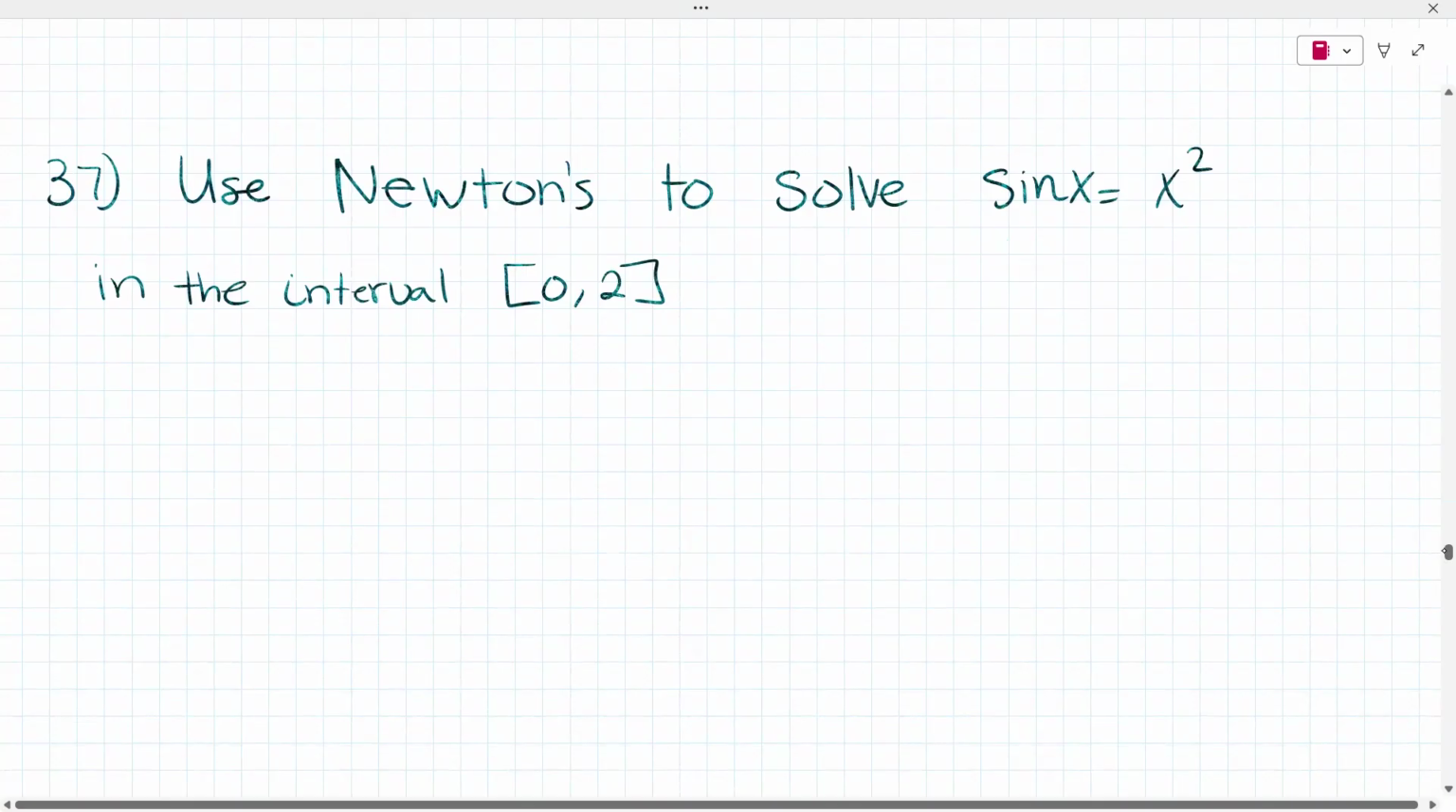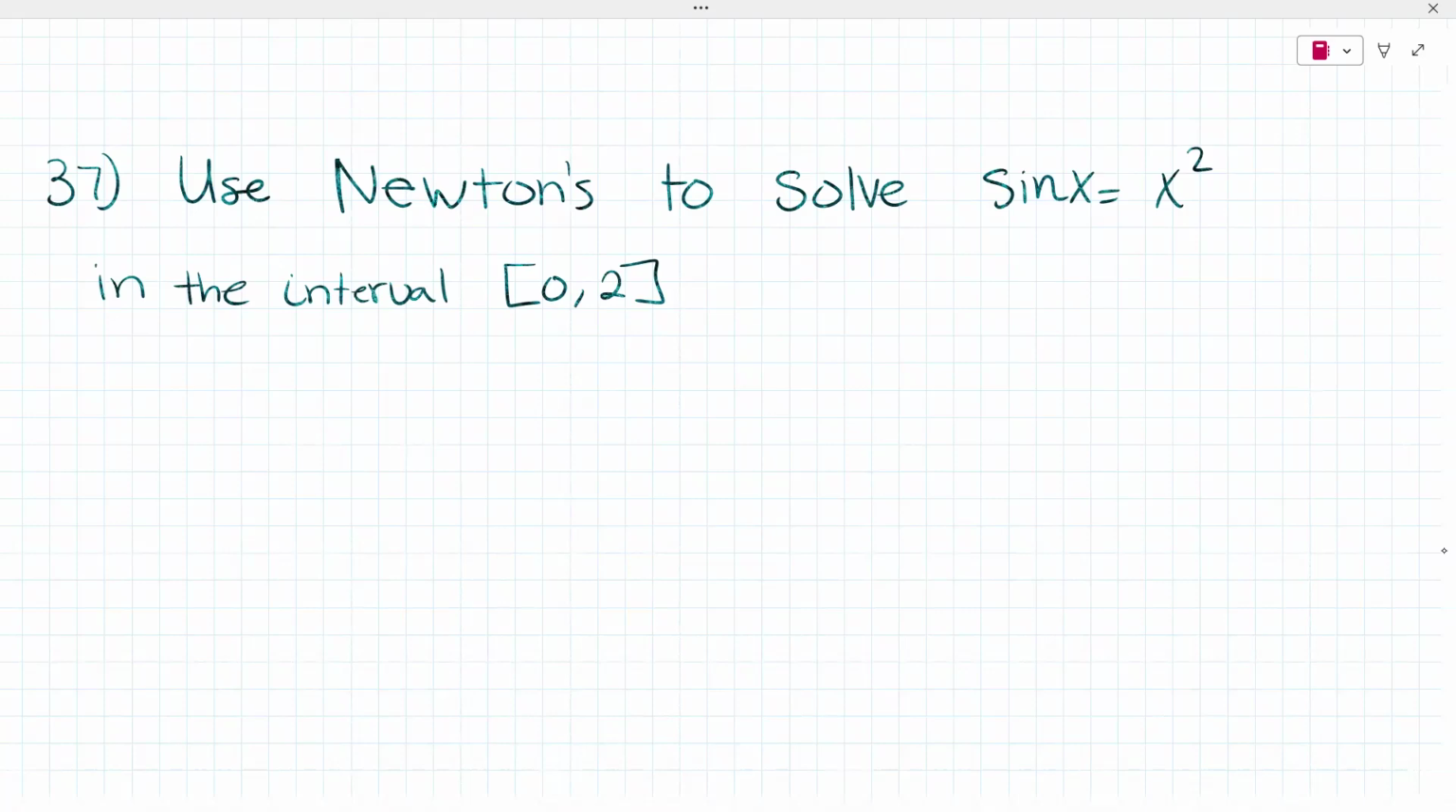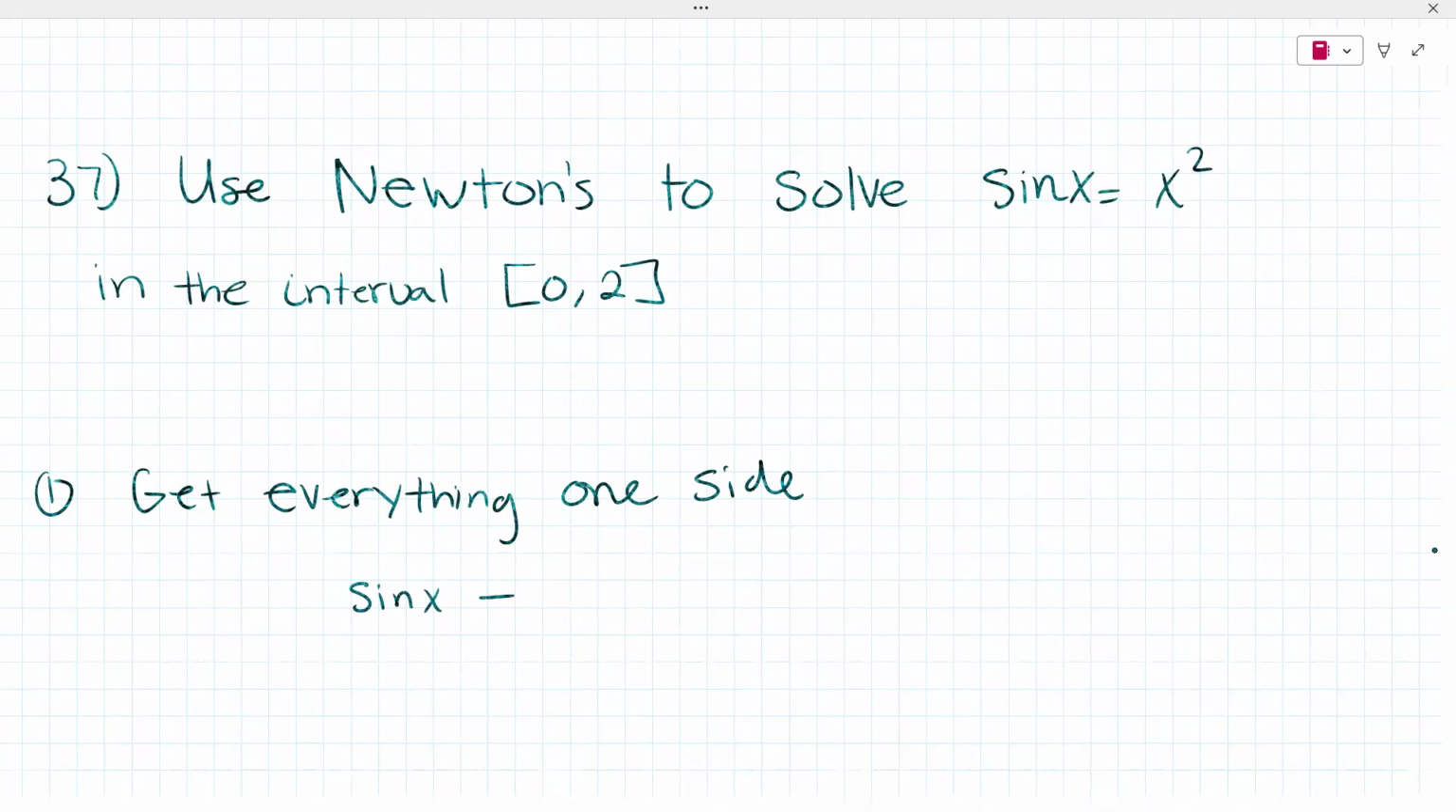For 37, use Newton's method to solve sine of x equals x squared in the interval 0 to 2. So we're going to use Newton's method. The first step I would do is get everything on one side. So I'll move that x squared to the left. It's going to be sine of x minus x squared equals 0.